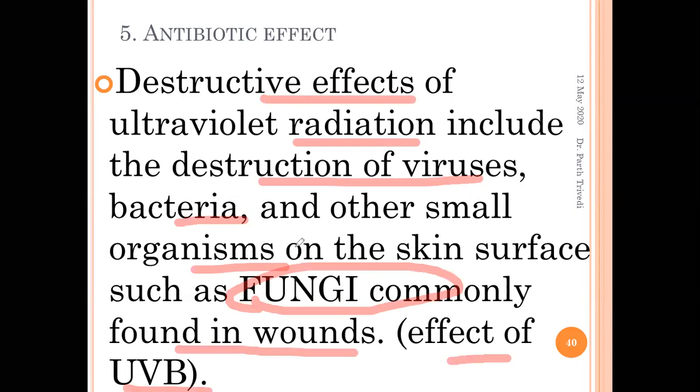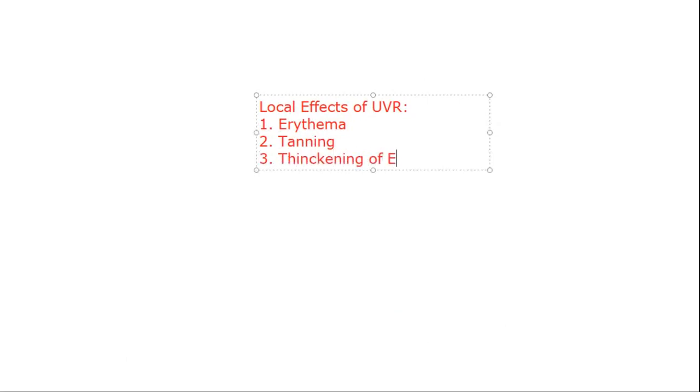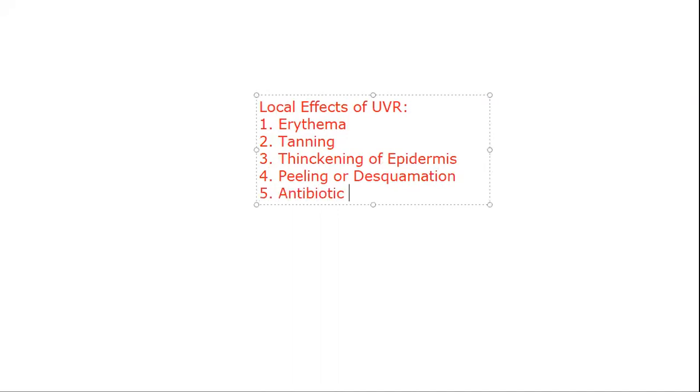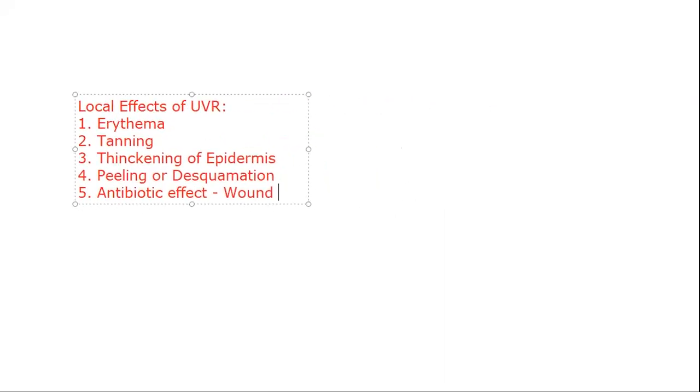So, what are the local effects? Local effects of UVR. First one, erythema. Second one is tanning. Third one is thickening of the epidermis. Fourth one is peeling or inflammation. And fifth one is antibiotic effect. So these are your local effects of UVR.